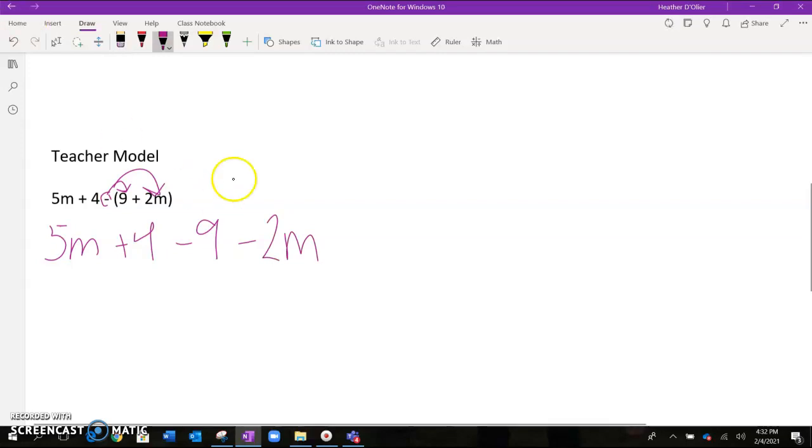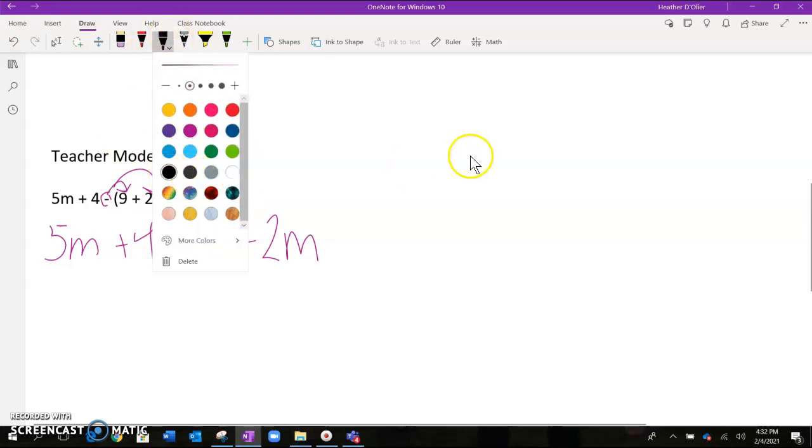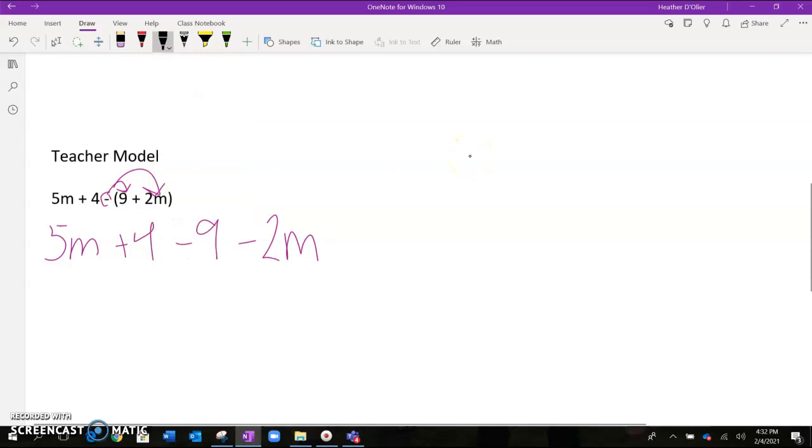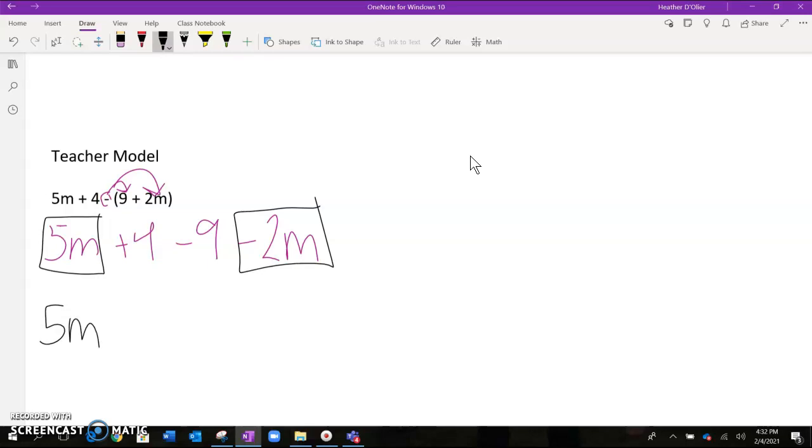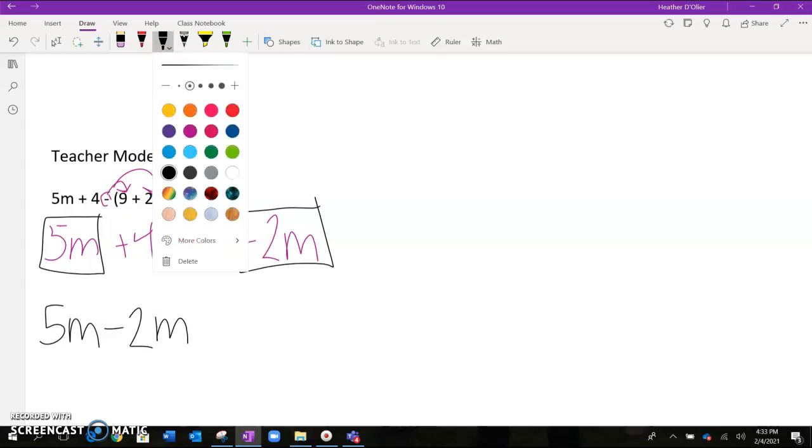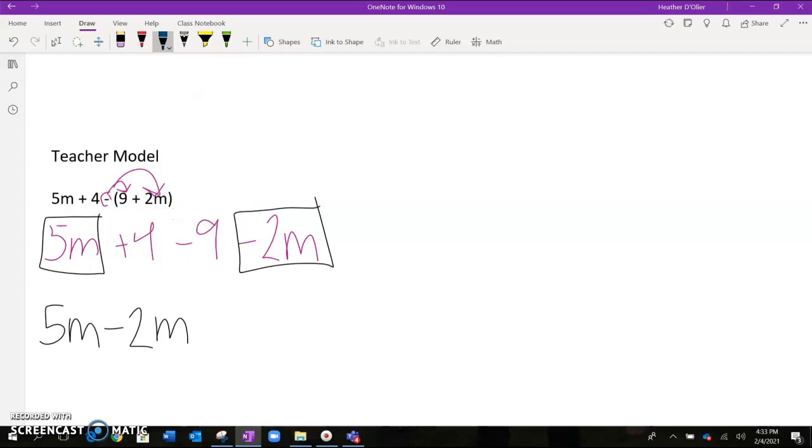Now I'm going to follow the exact same steps I did before. I'm going to box my variables, circle my constants. So box 5m, 4 is a constant, negative 9 is a constant, negative 2m is a variable. And I'm going to even write it out. 5m, and I can write it exactly how it looks, minus 2m, negative 2m. Now I'm going to circle my constants. Positive 4, negative 9. I'm going to write them below, exactly how they are there. Plus 4, subtract 9.